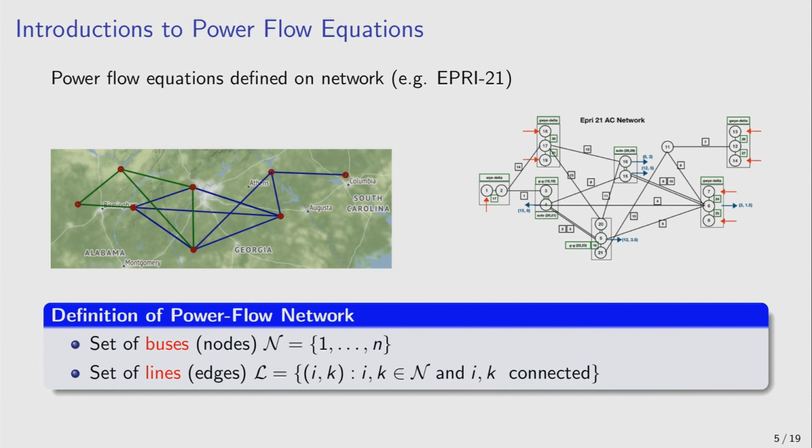The definition of the network is we have a set of buses or nodes. That is the terminology that electrical engineers use, and a set of lines or edges. And the nodes or buses are denoted by N, and the lines by L. And there is a line if two buses are connected by a power line. That's the definition of a line.